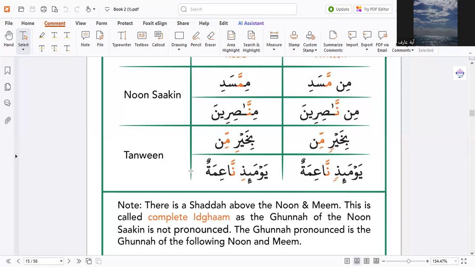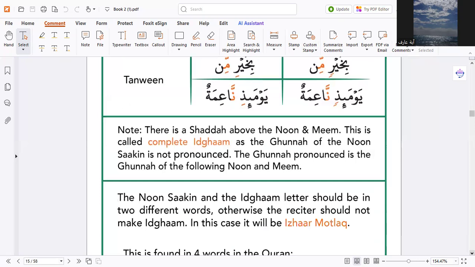يومئذ، بخير من ناصر. This is a complete idgham. The ghunna of the noon sakina or tanween is not pronounced when it is followed by a noon or mim with shadda. So this will be a complete idgham.